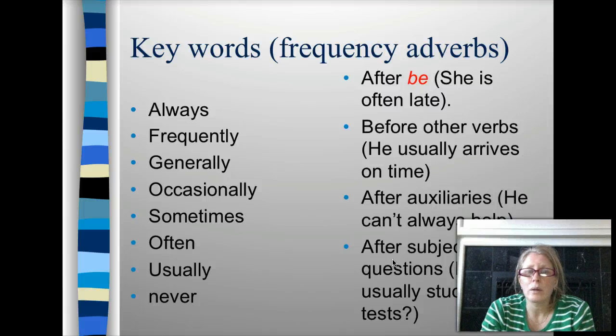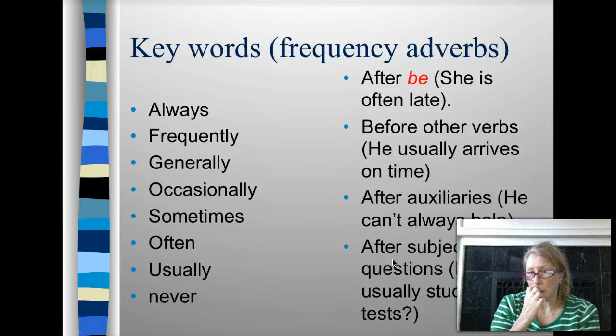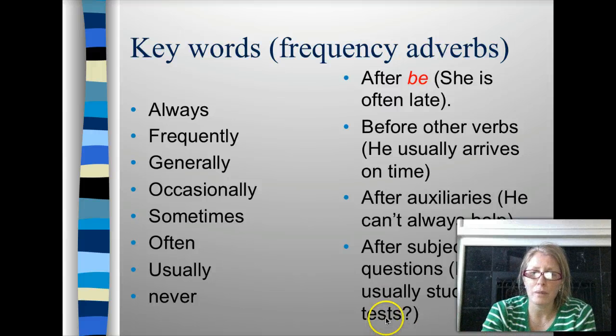And where do we place them? After the verb to be, so she is often late. Before other verbs, he usually arrives on time. After the auxiliaries, he can't always help. Or after the subject in questions, do you usually study for tests? In this case, you could say that my frequency adverb goes between the subject and the verb. So usually it goes between the two of those.